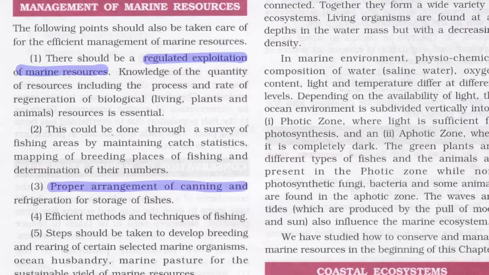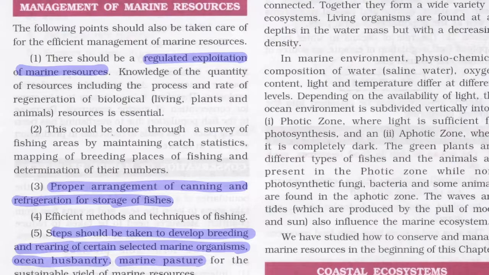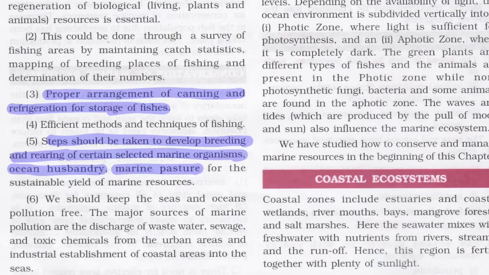Proper arrangement of canning and refrigeration for storage of fishes. Efficient methods and techniques of fishing. Steps should be taken to develop breeding and rearing of certain selected marine organisms, ocean husbandry, and marine pasture for the sustainable yield of marine resources. Maintenance of seas and oceans free from pollution is necessary. The major source of marine pollution is the discharge of wastewater, sewage and toxic chemicals from urban areas and industrial establishments of coastal areas into the seas.